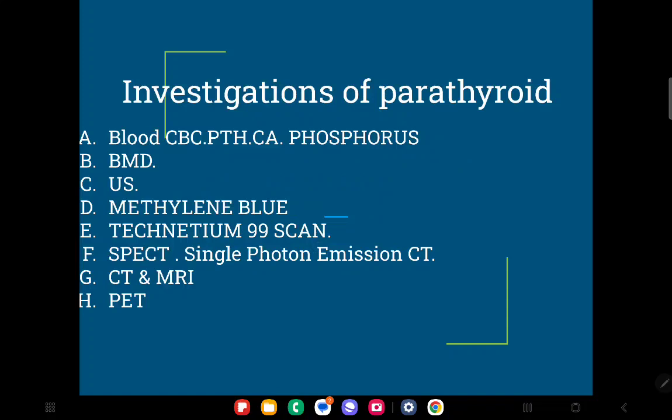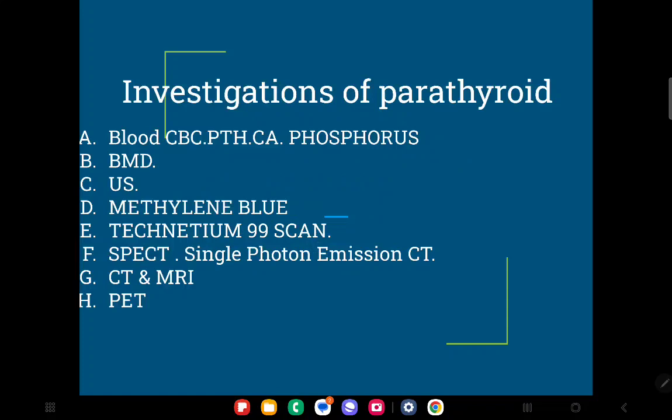Methylene blue, also you can do it and you can see which part of the gland is active, and it will show you if there is an adenoma of the parathyroid. There is another scan which is called the technetium 99 scan, and it will show the activity of the parathyroid gland.